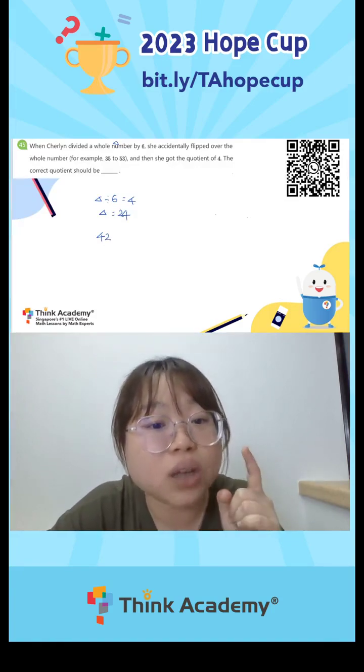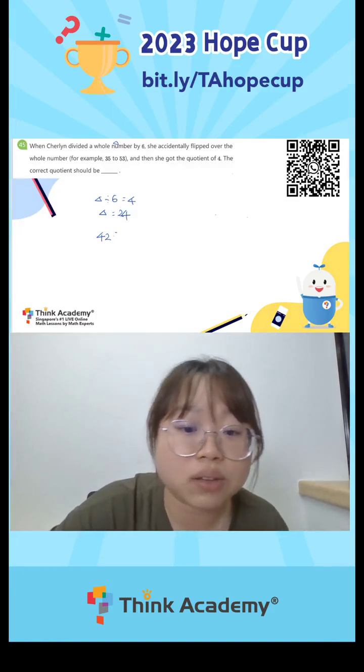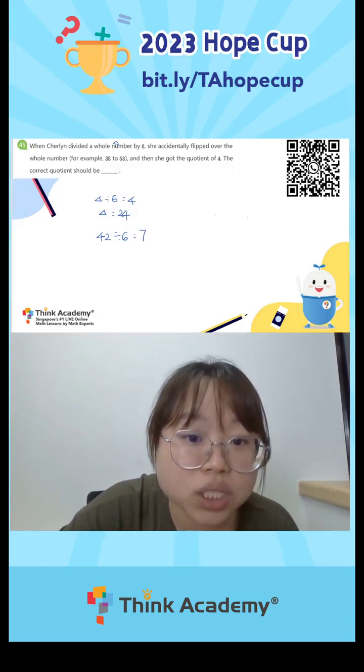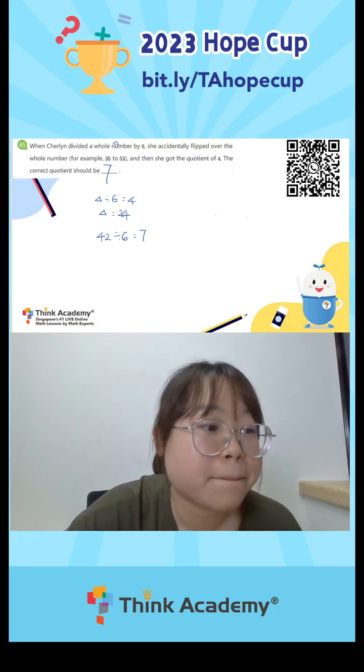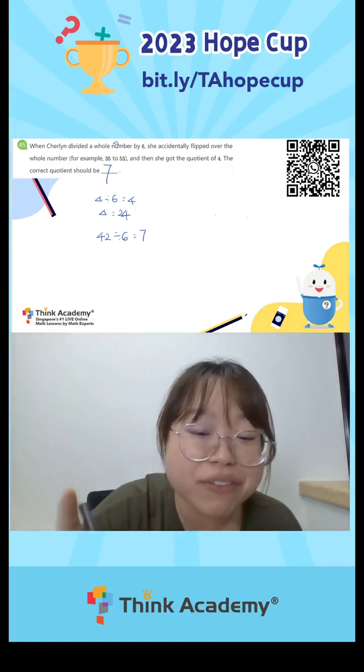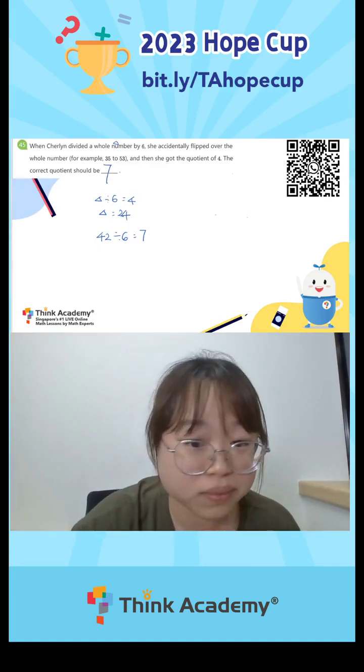Now they are asking for the correct quotient. So again, you divide it by 6. Now what do you get? You get 7. So the correct quotient should be 7. This is the question for primary IHC. Very challenging and interesting question.